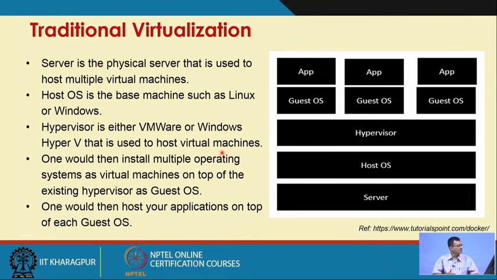One should then install multiple operating systems as virtual machines on top of the existing hypervisor as guest OS. So, what we do in case of an IaaS type of cloud is host your application on top of each guest OS. This is the way traditional virtualization normally works.